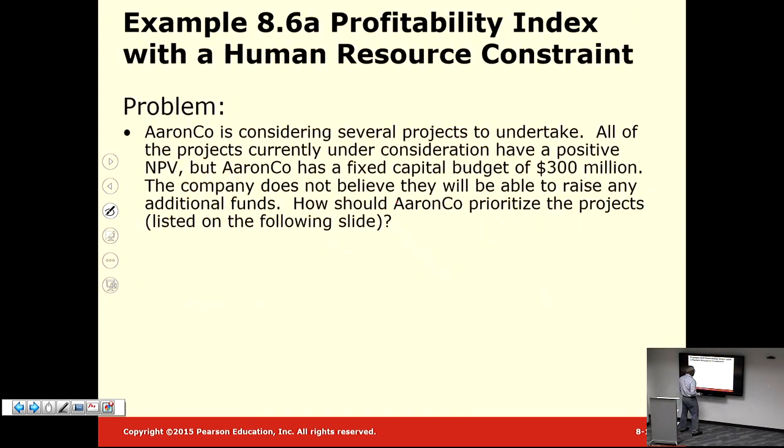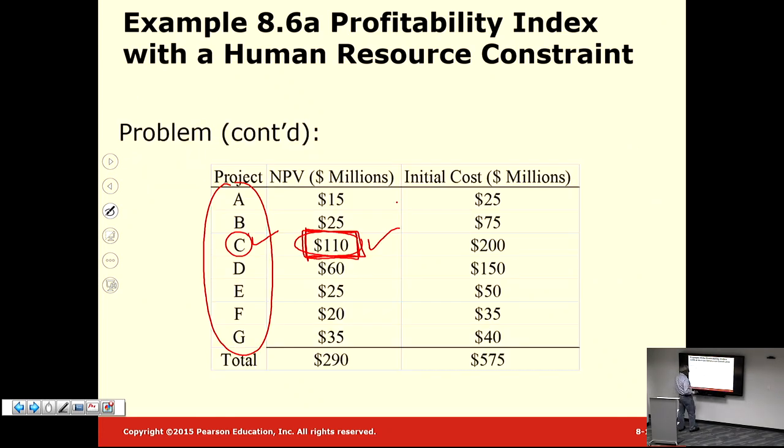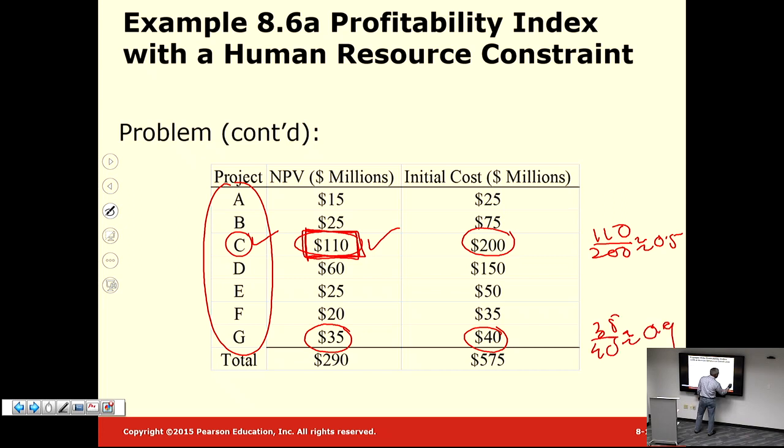If I use that metric, and I go back to this example over here, then I would take that 110, divide that by the initial cost of the project, which is 200. And this would be approximately 0.5. If I take a look at, let's say, project G, this would be 35 divided by 40, which would be close to 0.9. That means for every dollar that I'm spending on G, I'm adding almost 90 cents of value. However, for C, for every dollar that I'm spending, I'm only adding about 50 cents of value.